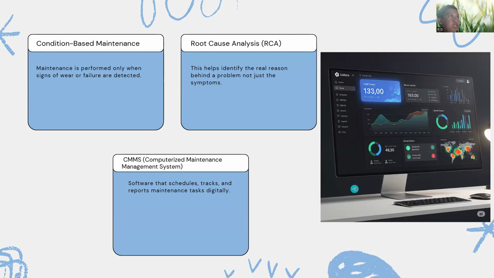So with condition-based maintenance, maintenance is performed only when signs of wear or failure are detected. Root cause analysis helps identify the real reason behind the problem, not just the symptoms. And this is through the CMMS, computerized maintenance management system. These are software that schedule, track, and report maintenance tasks digitally.